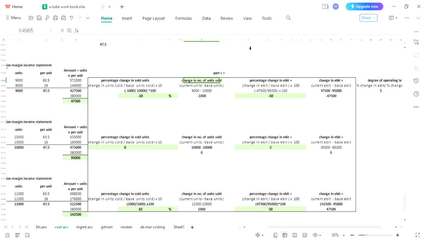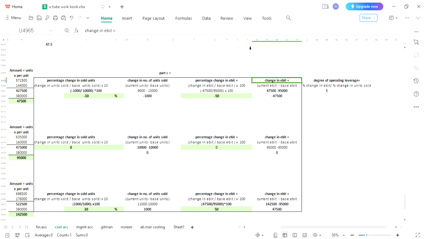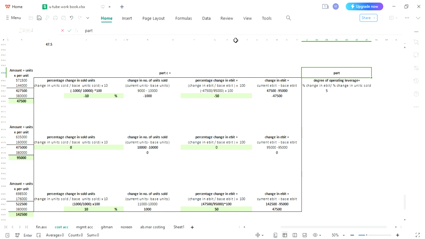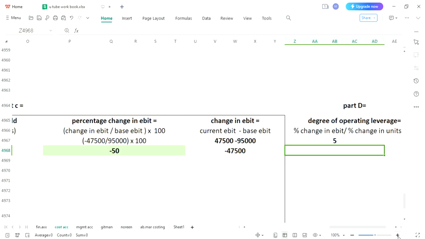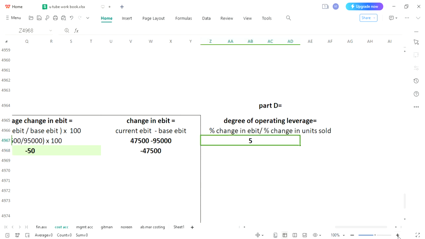and we are now going to see our next part, which would be calculated in this way, and this is your part D. Let's mention it. Part D is over here. For this, you will apply a simple formula 3 times. What is your formula? Degree of operating leverage: percentage change in EBIT divided by percentage change in units sold.